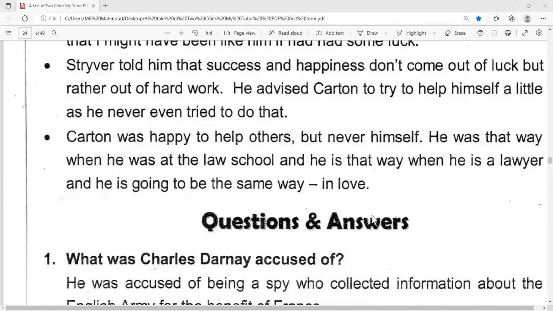Carton was happy to help others, but never himself. He was that way when he was at the law school, and he is that way when he is a lawyer. كان ذلك عندما كان في مدرسة القانون أو مدرسة الحقوق, وكذلك عندما كان محامي. And he's going to be the same way in love. وكذلك في الحب سوف يساعد تشارلز دارني لكنه لن يساعد نفسه.